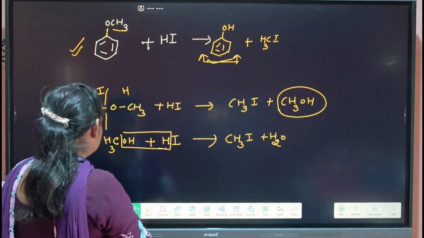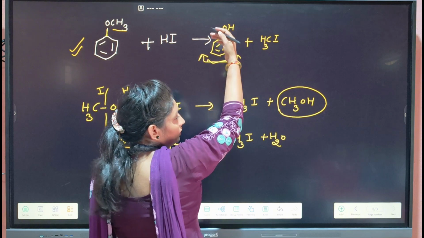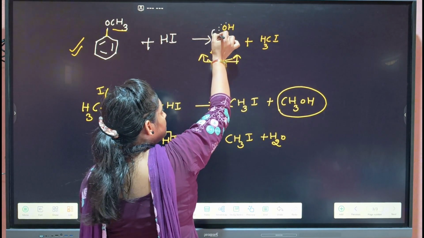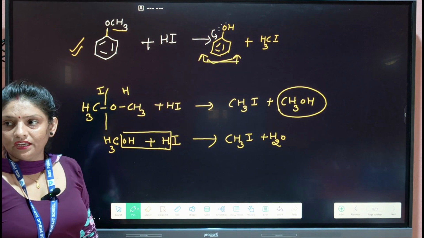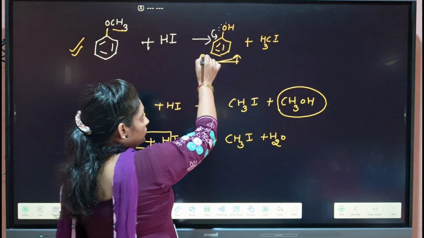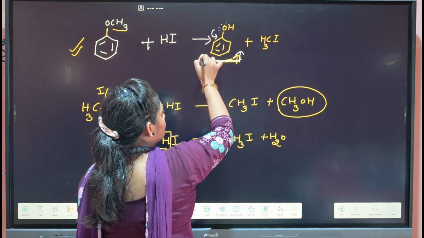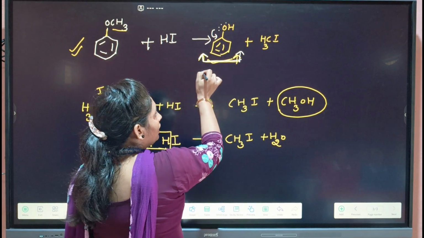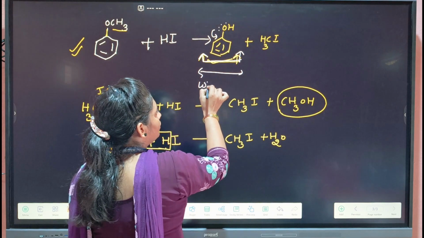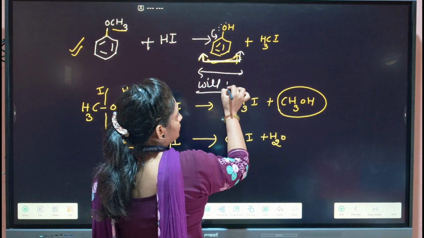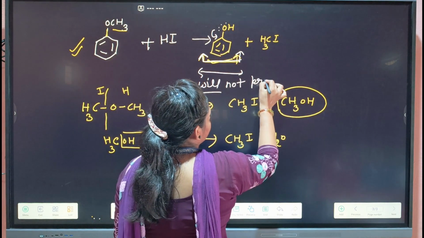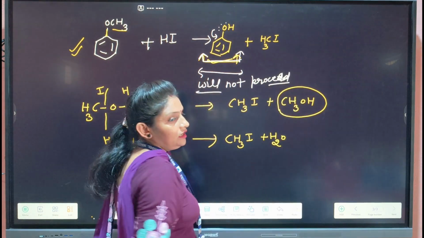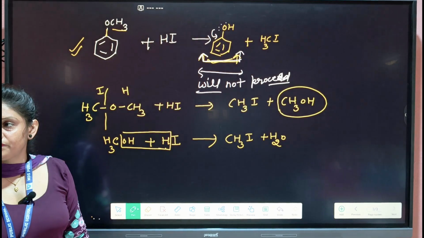I have already discussed in previous classes when we were studying phenol. Here in the resonating structures, partially double bond character is there. So it cannot undergo nucleophilic substitution in simple conditions. So simply this reaction will not proceed further. Clear or not? Any doubt in this?